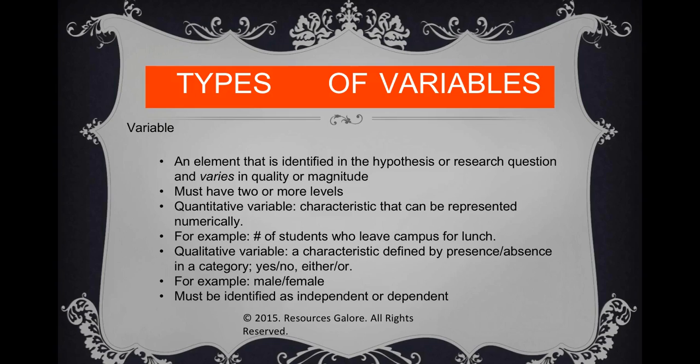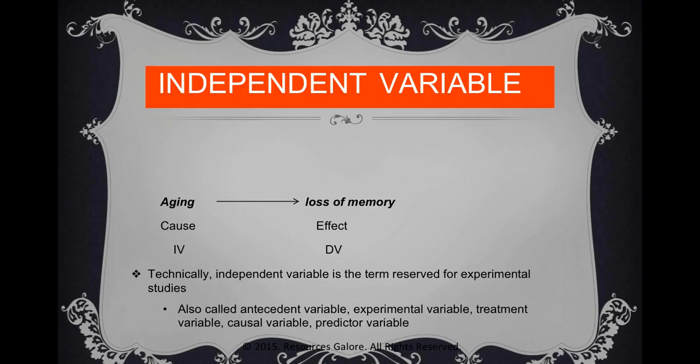And then finally, variables must be identified as either independent or dependent. Think of independent as the cause, dependent as the effect. So here's an example. Let's look at this statement. Aging leads to loss of memory. Aging would be the independent variable because it's the cause. Loss of memory would be the effect. So that would be the dependent variable. Independent variable is the cause. Dependent variable is the effect.